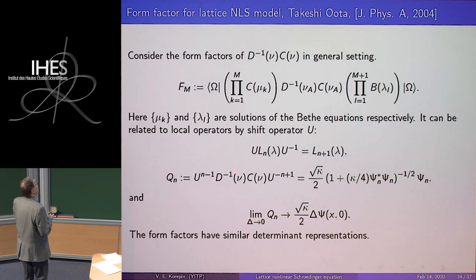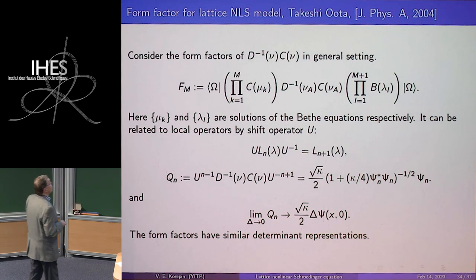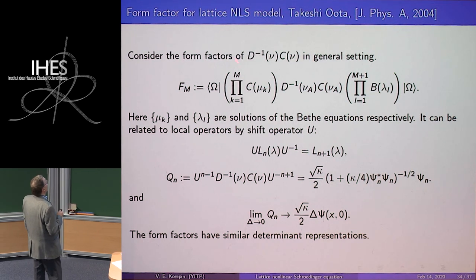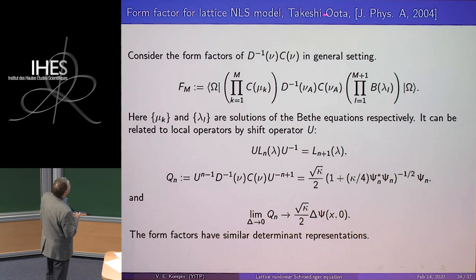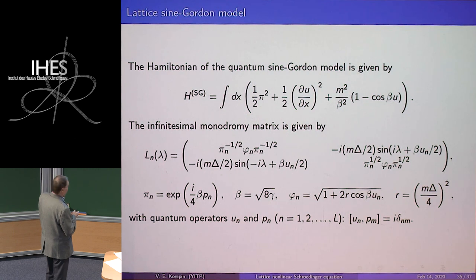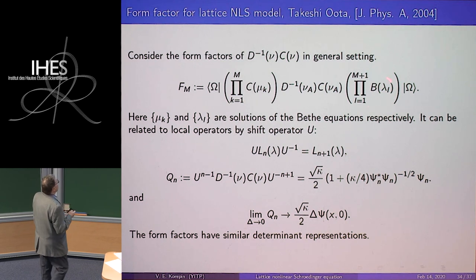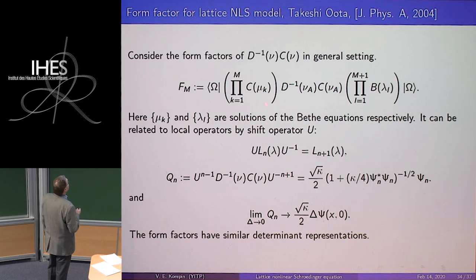Okay, so in the last couple of transparencies, I was explaining problems with the form factor of the continuous nonlinear Schrödinger. Similar problems occur for the lattice, and Takeshi Ota from Japan wrote a determinant representation for some operator for the lattice nonlinear Schrödinger. The operator somehow has the correct continuous limit. Karl Kozlowski analyzed the thermodynamic limit of this determinant of Takeshi Ota, and it also goes to zero as a fractional power of the length of the lattice, actually the same power.